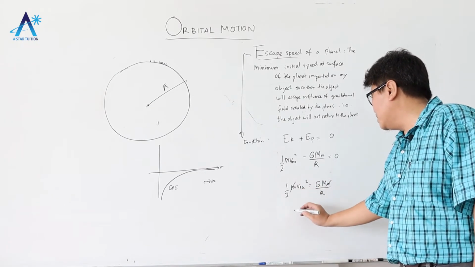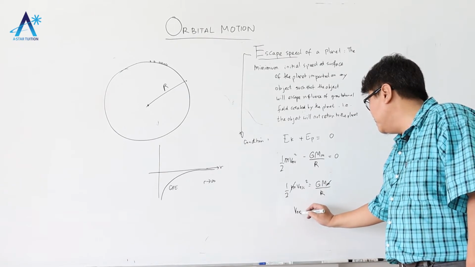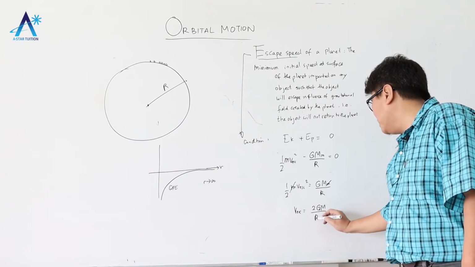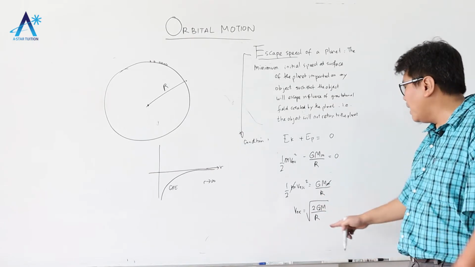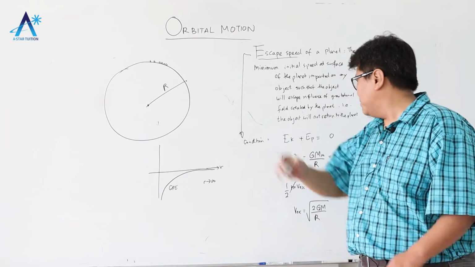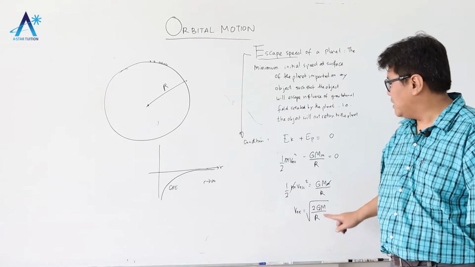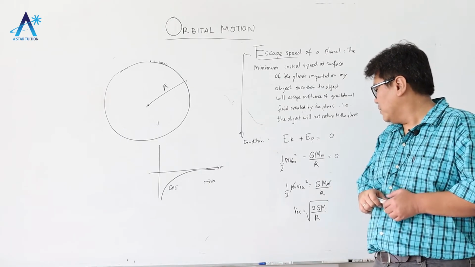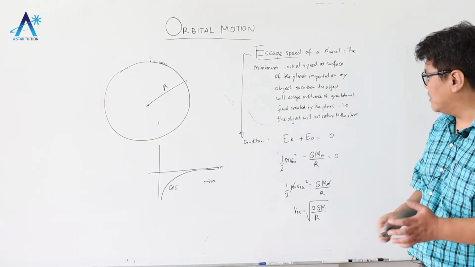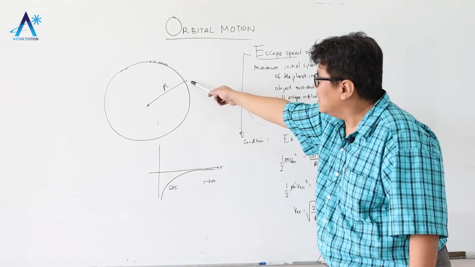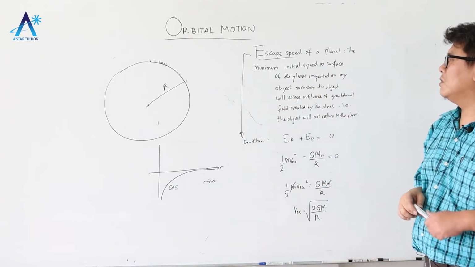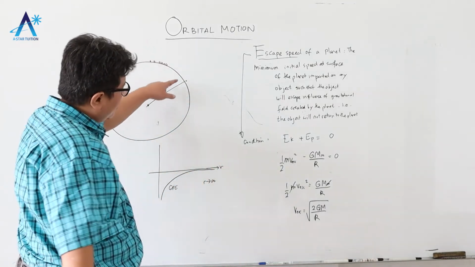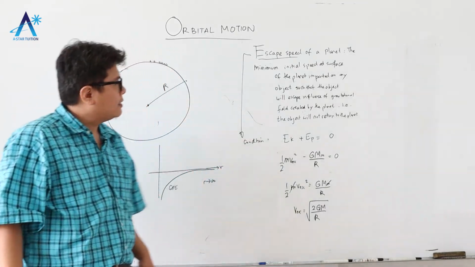The m cancels, so the escape speed becomes the root of 2GM over r. Remember that r here is the radius of the planet, M is the mass of the planet, and G is the universal constant of gravitation. Now as you can see, it does not depend on the mass of the object. So what matters is the mass of the planet.